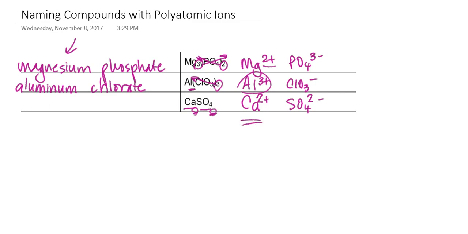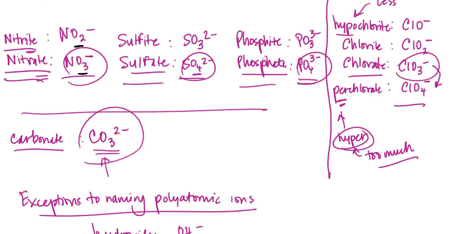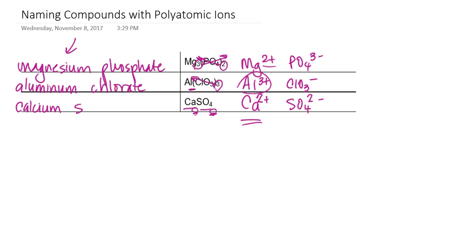So I should be able to recognize that Ca2+ is the calcium cation, and SO4 2-, as we've already discussed earlier, would be the sulfate ion. So that makes the name of my compound calcium sulfate.